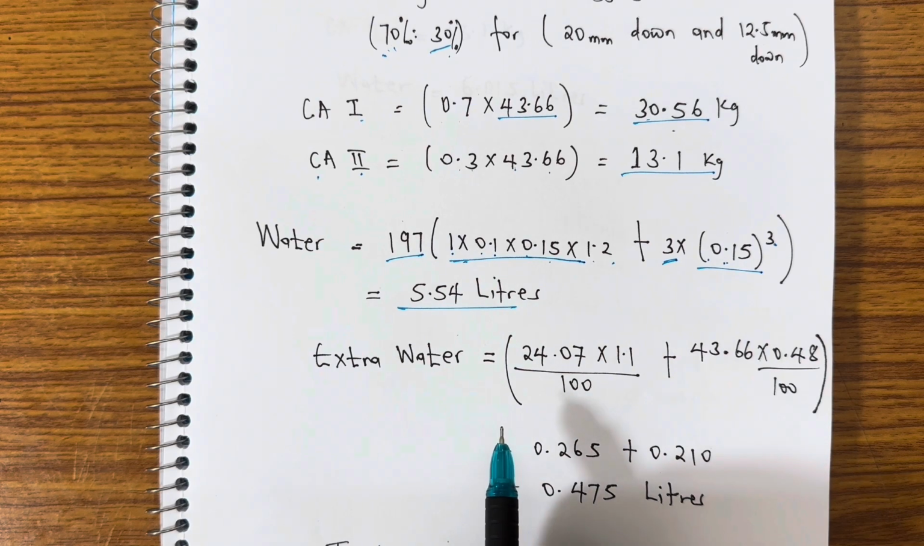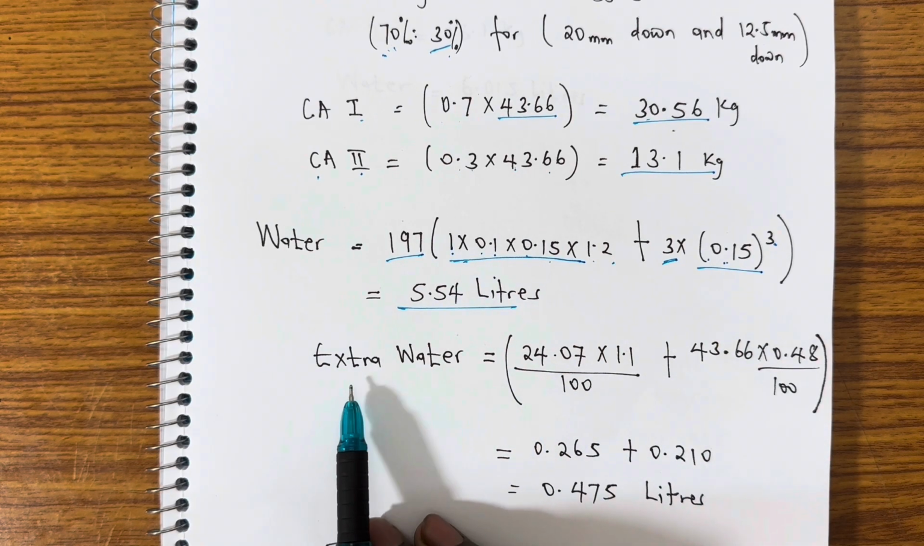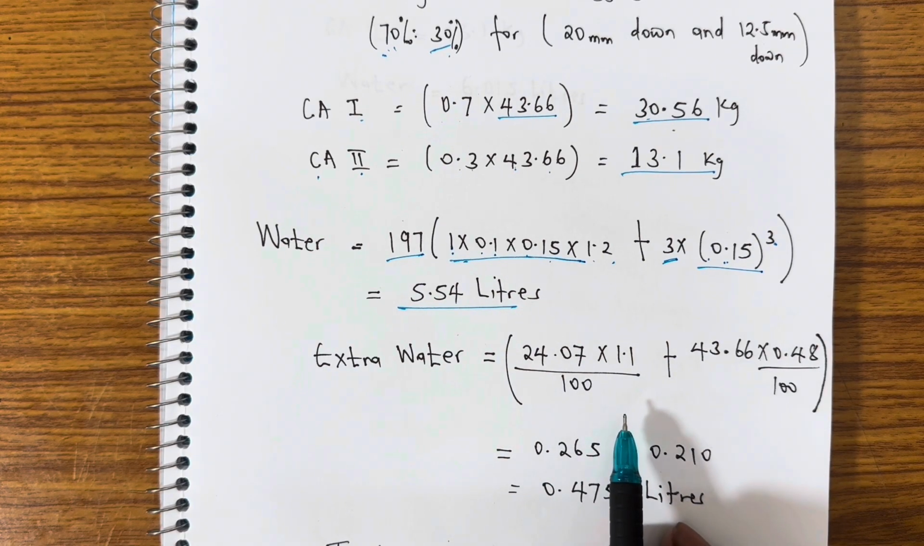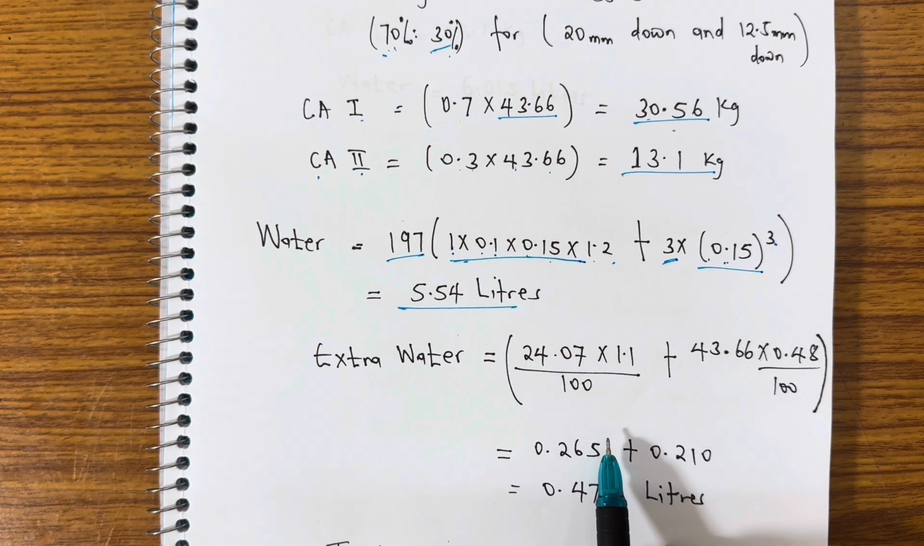Okay. Well, now extra water should be provided. Why? Because there is possibility of absorption of water by this aggregate, by both the fine aggregate and the coarse aggregate. That's why in our question earlier on, they have given us the absorption by fine aggregate and water absorption by coarse aggregate. So we need to provide extra water for that.